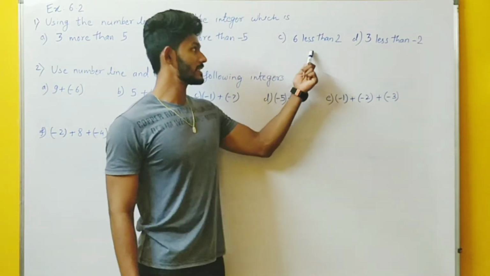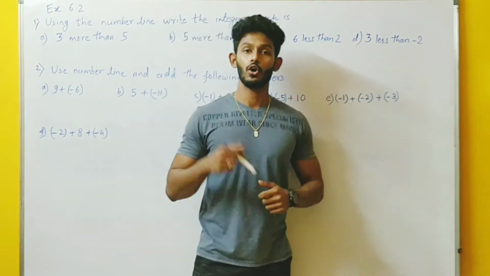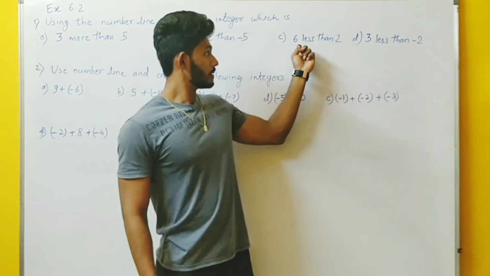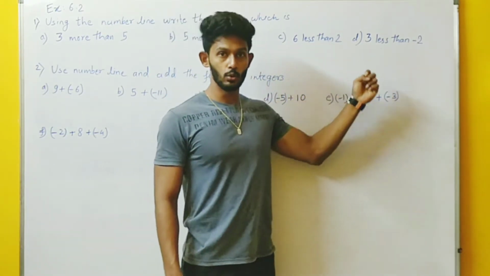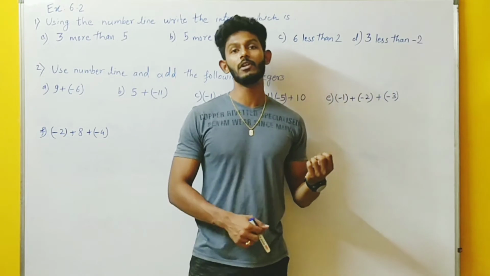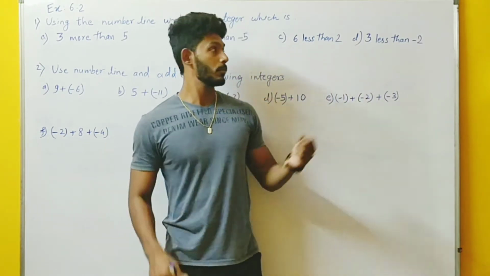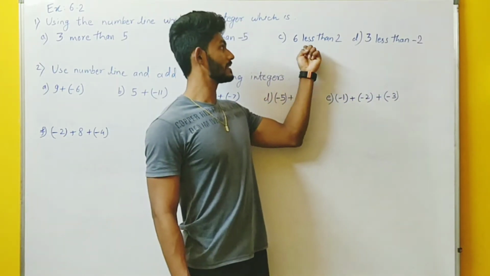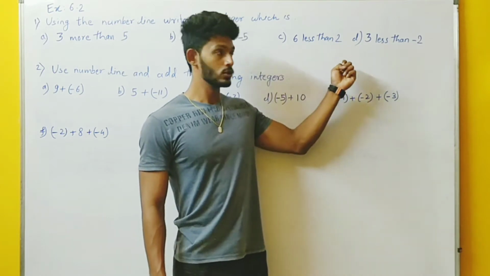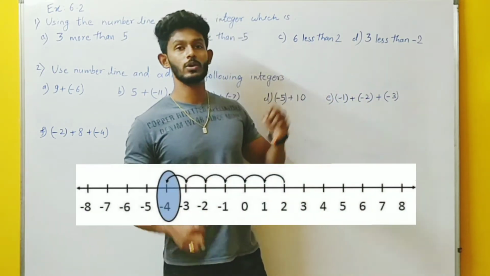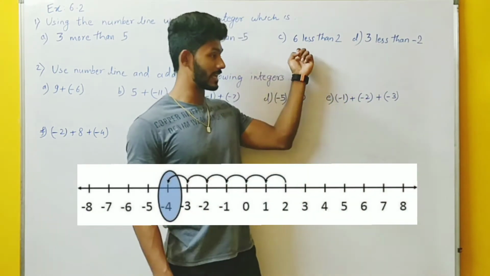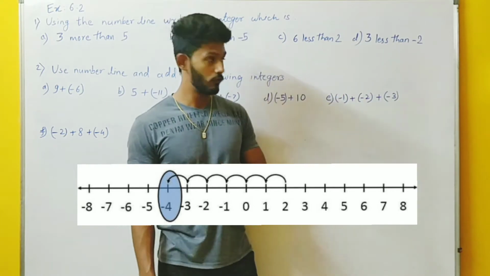Next, 6 less than 2. In order to make 6 less than 2, first we will be at 2 and we will move towards the left because we have been told to make 6 less than 2. So from 2, if we move towards the left hand side by 6 steps, we will reach minus 4.